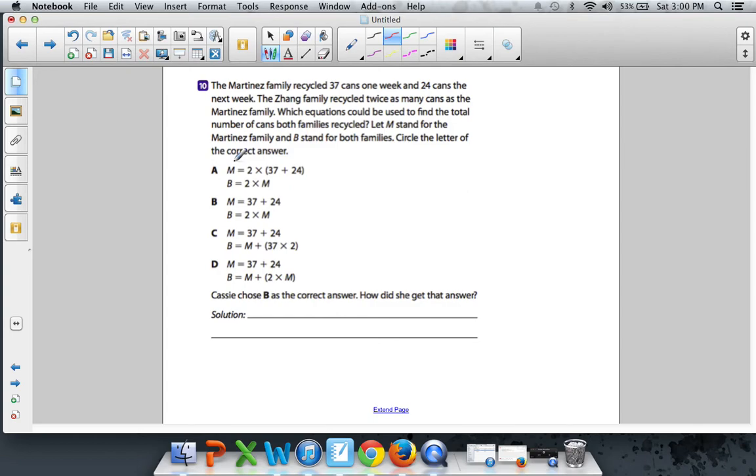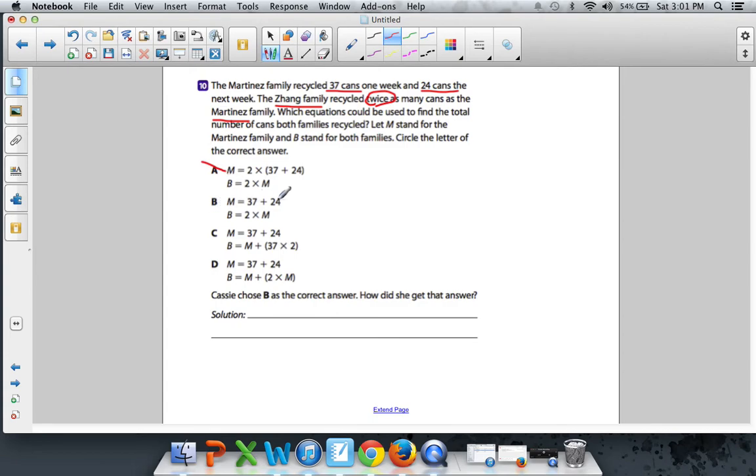Alright, so let's check all the Martinez family ones. Martinez should be 37 plus 24, right? That's what it says right there. So let's see here. A has M equals 2 times 37 plus 24. But there's nothing for the Martinez family that says 2 times. The Zhang family says twice, but we're not talking about Z for Zhang. M is for Martinez. So no.